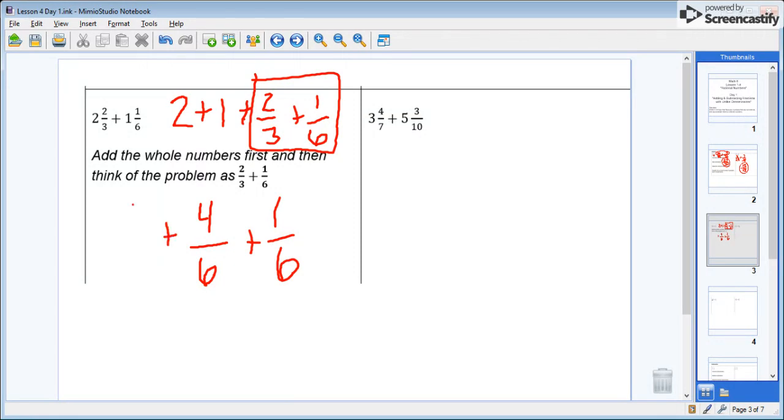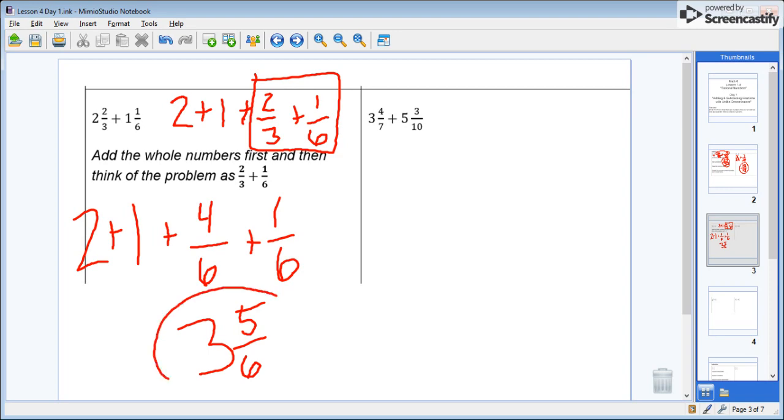And then we still have the plus 1 and the plus 2 out in front. 4/6 plus 1/6 is 5/6, and 2 plus 1 is 3. The 5/6 is proper, and it is in lowest terms, so I know my answer is complete at 3 and 5/6. This next example, my common denominator between 7 and 10 would be 70.